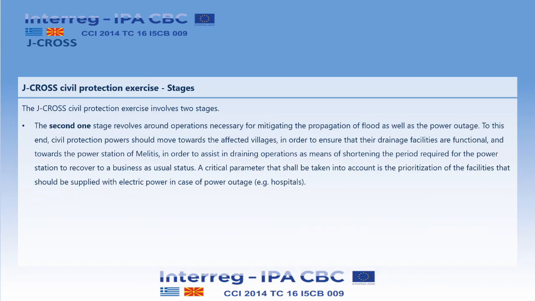The J-Cross civil protection exercise involves 2 stages. The second stage revolves around operations necessary for mitigating the propagation of the flood as well as the power outage. To this end, civil protection powers should move towards the affected villages, in order to ensure that their drainage facilities are functional, and towards the power station of Melodis, in order to assist in draining operations as a means of shortening the period required for the power station to recover to a business-as-usual status. A critical parameter that shall be taken into account is the prioritization of the facilities that should be supplied with electric power in case of power outage, e.g. hospitals.